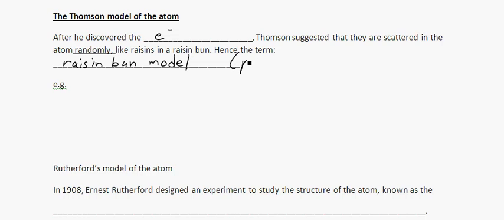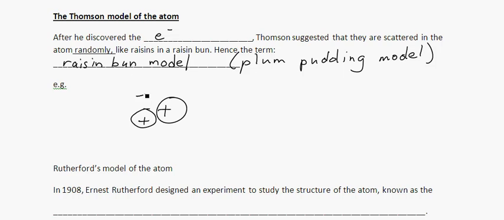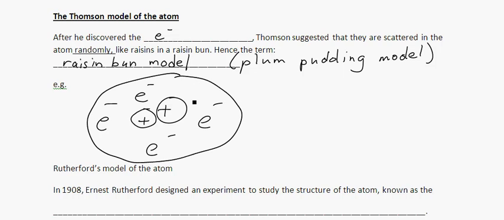Actually, what Thompson called it was the plum pudding model. But most people in North America, especially young people, don't know what plum pudding looks like, so we'll call it the raisin bun model. So if we had the nucleus here, or say the big positive charge here, the electrons are scattered randomly throughout the raisin bun. And next we're going to take a look at the Rutherford model of the atom.